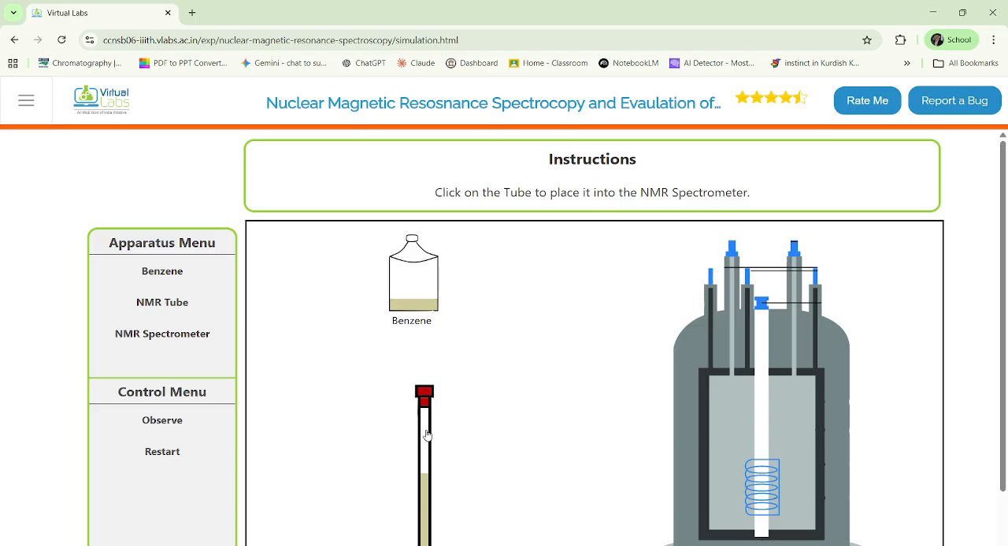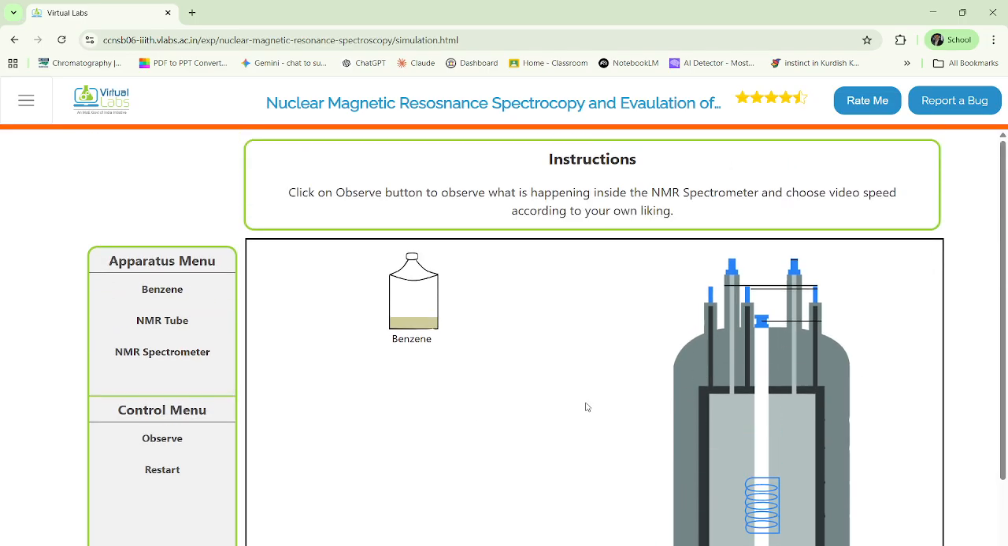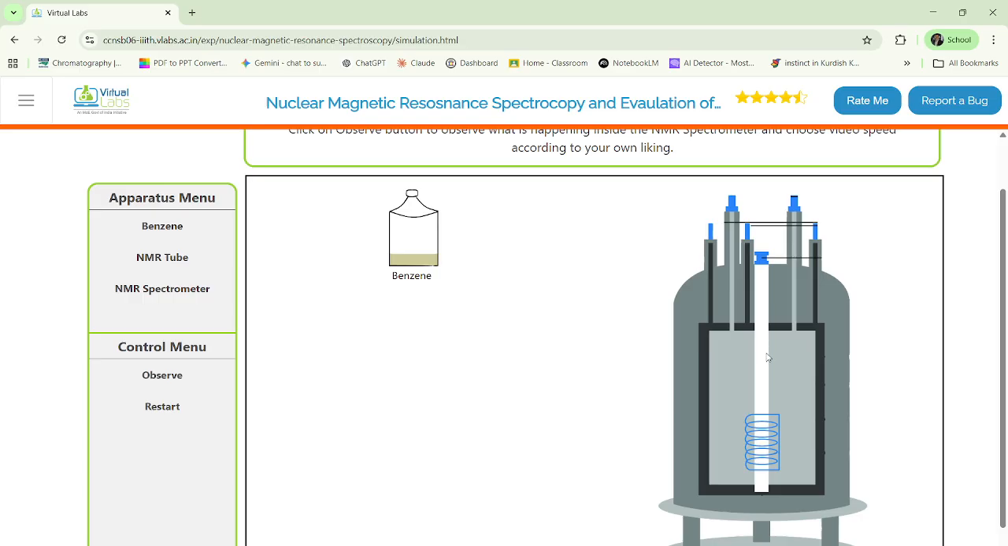So I'll click the tube. Okay, I put it in the probe. Now it goes to a completely different place. What happens is you pick that up and put it inside, in the heart of the magnetic field. We call that the probe. Click on the observe button to observe what's happening inside the NMR spectrometer. So basically that's all it is. You have benzene, which is a liquid. You put it in the NMR tube, and you put it inside the probe of the NMR, which is in the heart of the magnetic field. Just like we human beings go inside the scanner when you do an MRI.